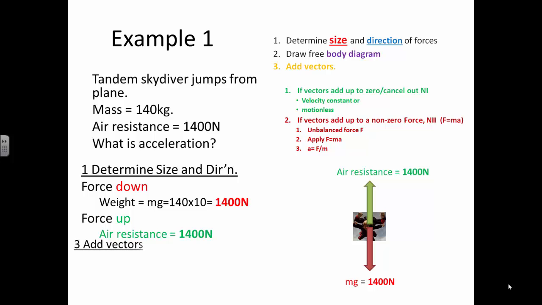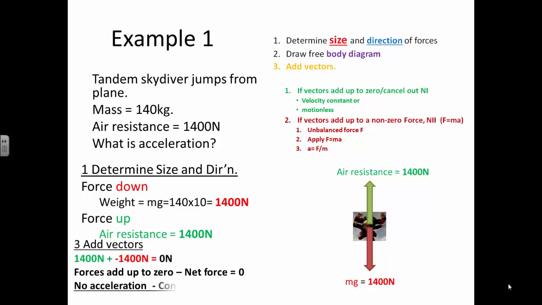The third thing you need to do is to add the vectors. Let's add these two vectors. 1400 plus negative 1400 is equal to 0 newtons. Now these forces add up to 0, therefore the net force is equal to 0. If there's no force, the acceleration is 0, which means we have a constant velocity. This will be, in this case, the terminal velocity of the jumpers.